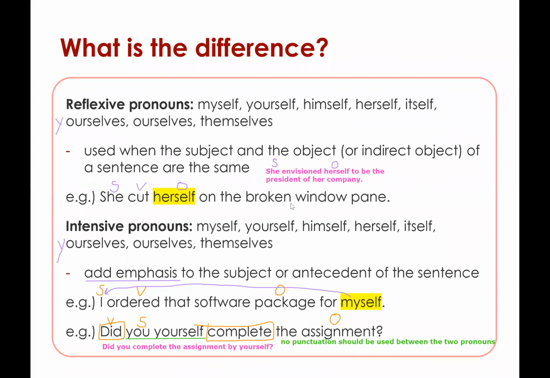And that is the difference between reflexive and intensive, right? So if you have trouble memorizing the difference between the two, think about the word reflect, right? So when the action you do is being reflected upon yourself, that's a reflexive pronoun. And intensive is for emphasis, and it is often used with another pronoun in front of it, like I, you, he, she, it, we, they.